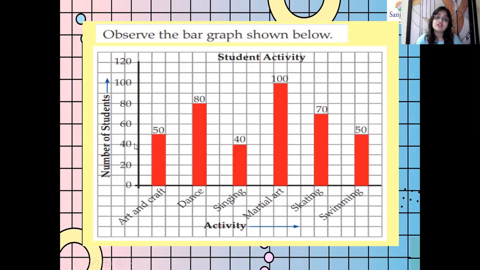Now, art and craft, how many students liked it? That is 50. So between 40 and 60, you will draw a bar till 50. Then dance, 80 students liked it, so you will draw the bar till 80. Then singing, 40 students. Then martial art, 100 students, so you will draw the bar till 100. Then skating, 70 students, so between 60 and 80, this line is for 70. And swimming, 50 students, will also come between 40 and 60. So this was the bar graph which was already drawn.